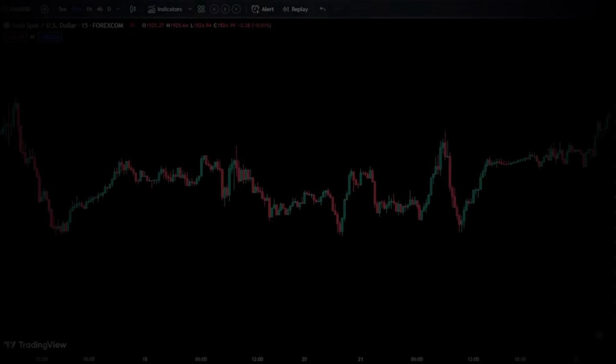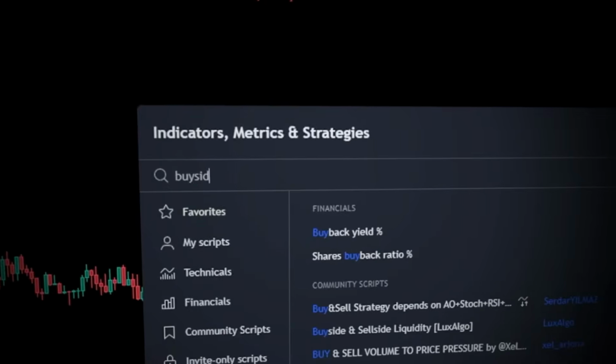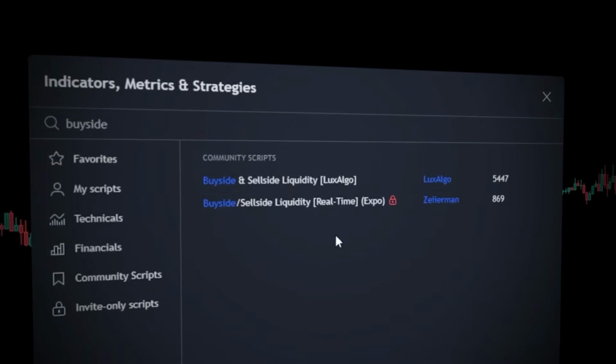First things first, we're going to go to tradingview.com. Once we're there, we're going to click on indicators, then type in buy side and sell side liquidity. Make sure it's by LuxAlgo.